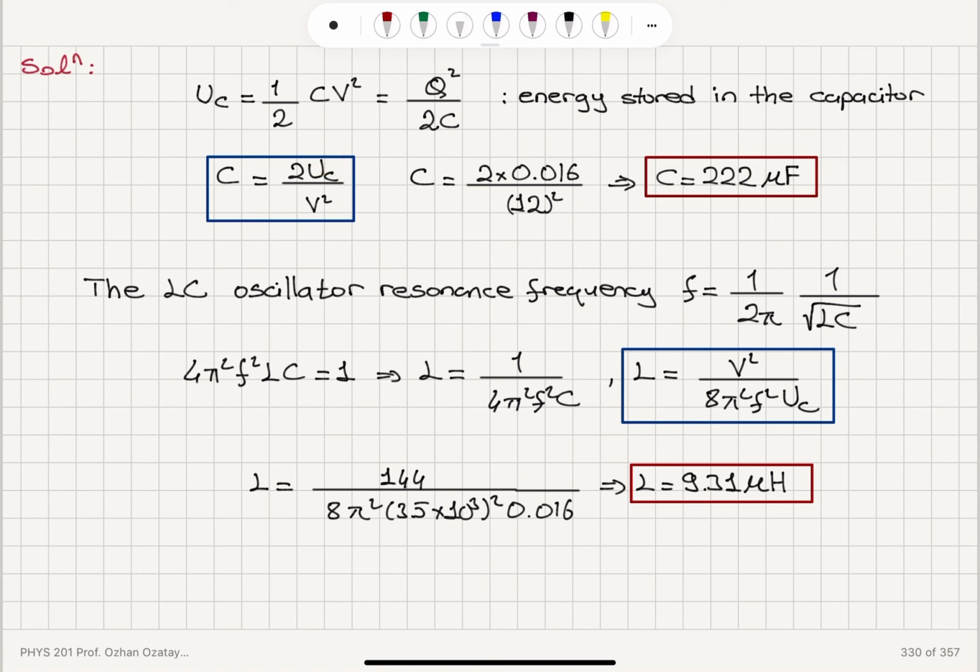And from the resonance frequency, 4 pi squared F squared LC must be equal to 1. The inductance is 1 over 4 pi squared F squared C. For C, we have 2U over V squared. So substituting the values, we find the inductance that is needed to realize this circuit.